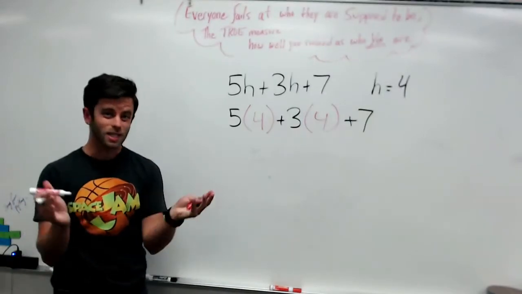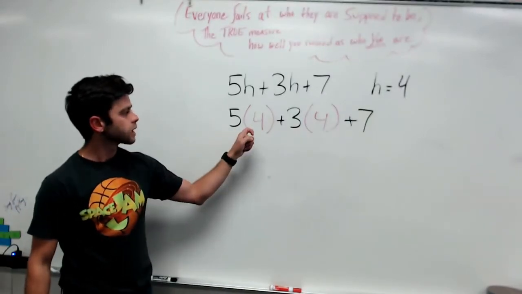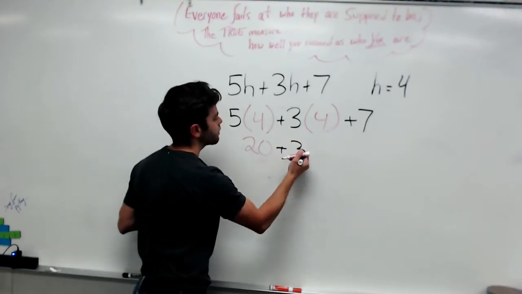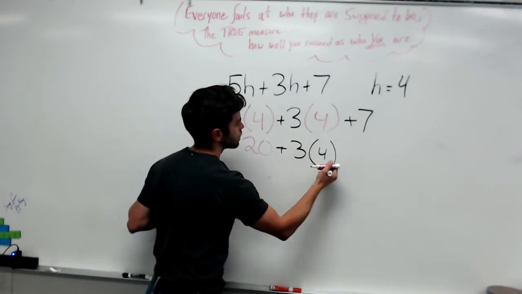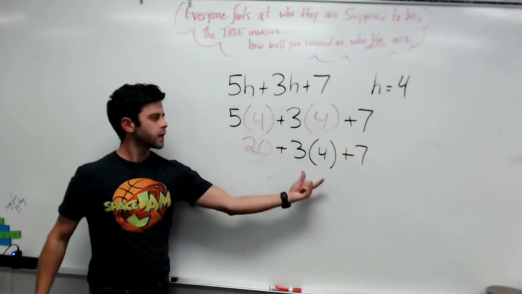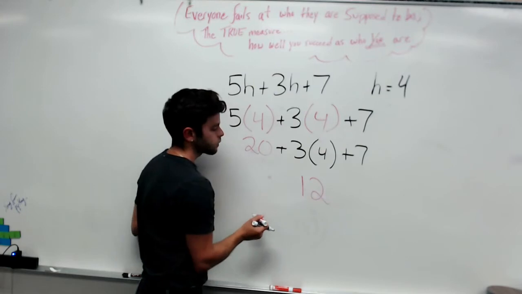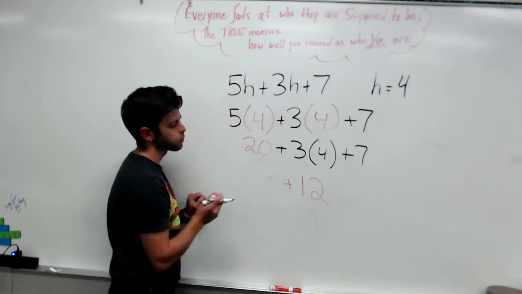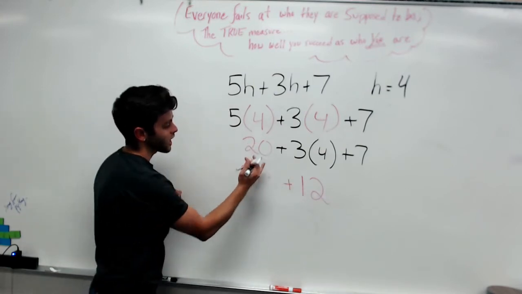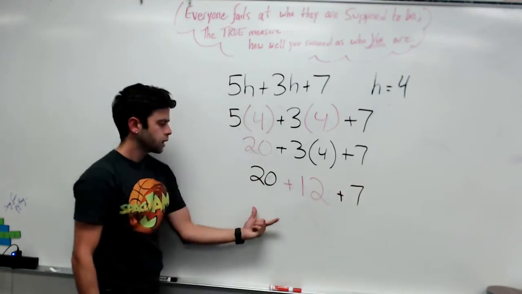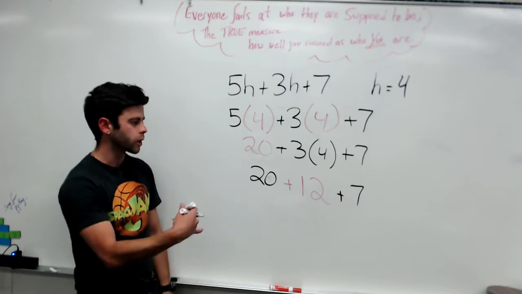So again, I'm going to simplify it. 5 times 4 is 20. I'm going to write down everything else. I still have multiplication, so positive 3 times 4 is a positive 12. And since it's positive, we're going to include that plus sign. I'm going to bring down everything else that I did not use or change. And then since it's addition, I'm going to go left to right.